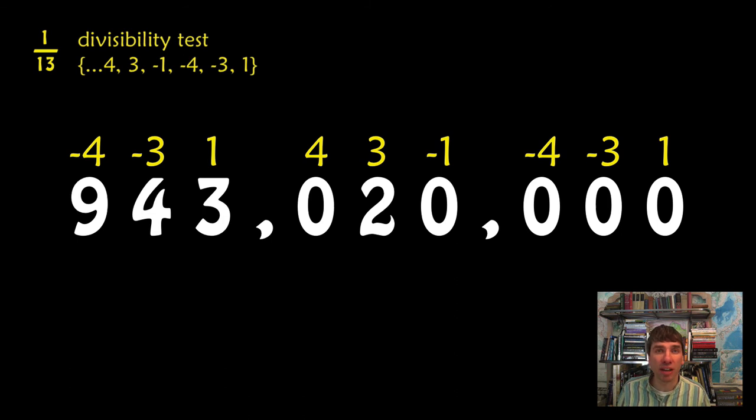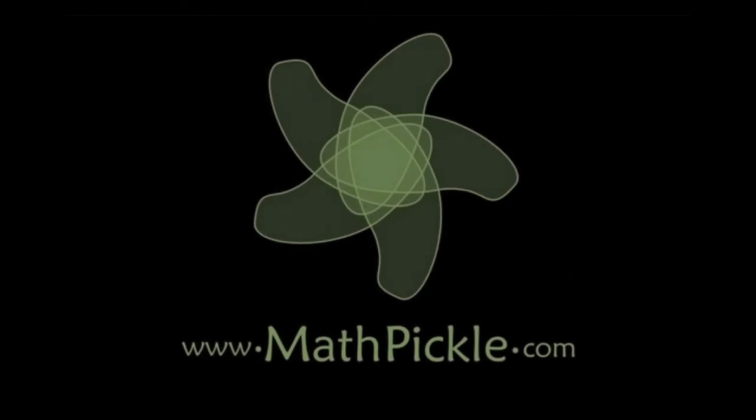Now we multiply vertically. So minus 4 times 9 is 36, minus 3 times 4, minus 12. 1 times 3 is 3, 3 times 2 is 6. We add up those results. So minus 36 minus 12, that's going to be minus 48, plus 9, that's going to be minus 39. Is minus 39 divisible by 13? Yes, it is. So that means that 943,020,000 is divisible by 13. Obviously a fact that you should memorize.